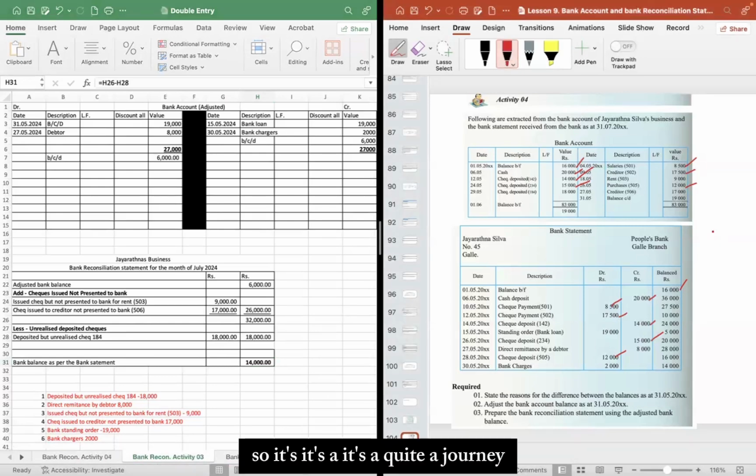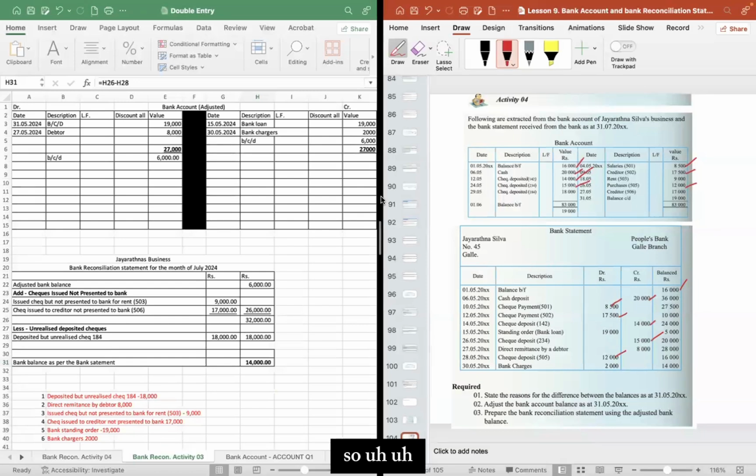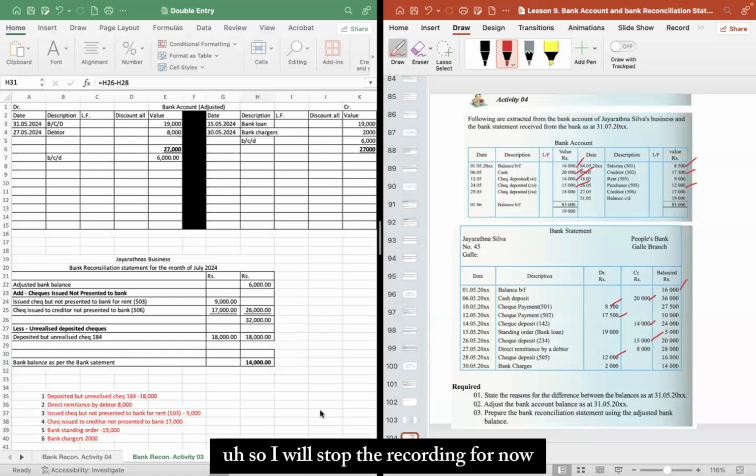So it's quite a journey but not a very difficult thing, only thing is you have to understand how to do this properly. We have about 1 minute left in this session. Okay so I will stop the recording for now, just give me a second.